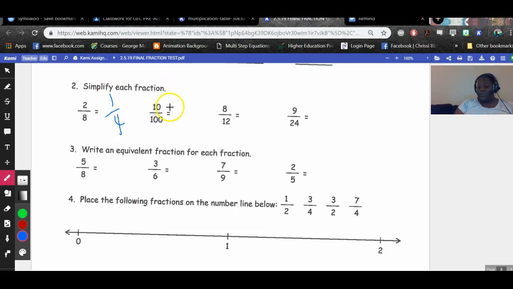Remember here, there's a trick with zeros. If you see a matching amount of zeros, those I can cancel out. And if you notice, I just reduced that to 1/10. That's all there is to that one.